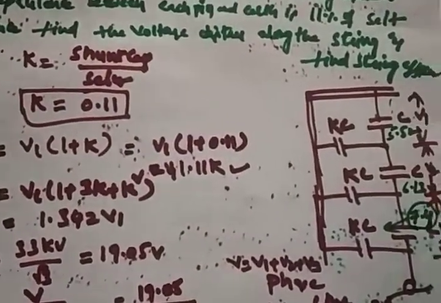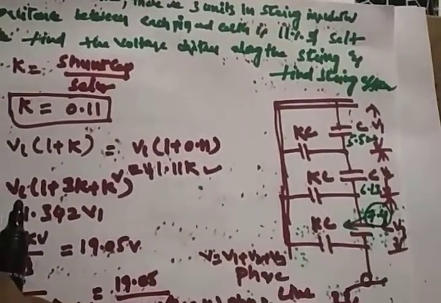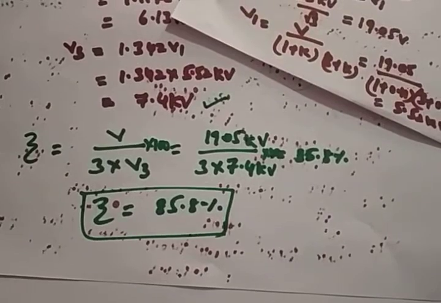You know the values of V1, V2, V3, so one point is over. After that, they want to find the efficiency. So what is the formula for string efficiency? V by number of discs into the voltage nearer the conductor, into 100. Substituting the total voltage, you will get 85.8% string efficiency. So this is one model. This is not that difficult a question, right? Now we'll discuss another question, somewhat more difficult than the one we discussed here.